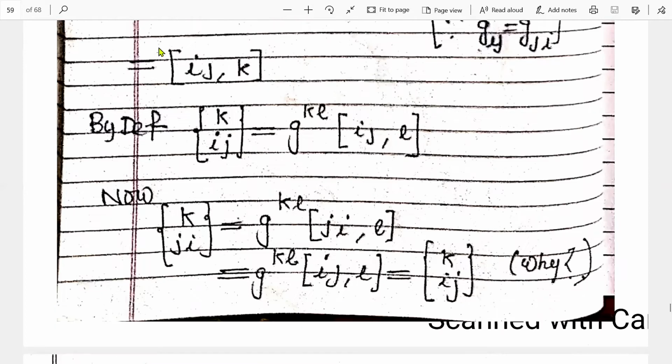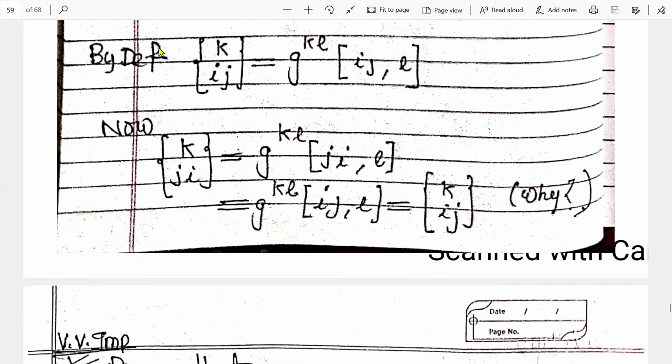Now similarly, for result number B, {k,ij} can be written as g^kl [ij,l]. So this can be written as g^kl [ji,l] by the previous result. So what is this? It is {k,ji}. So again it proves result number B.